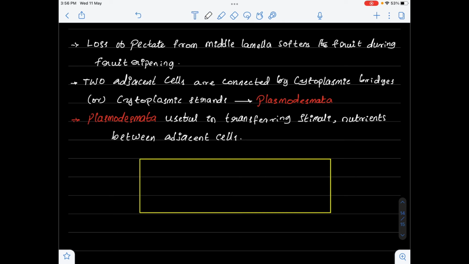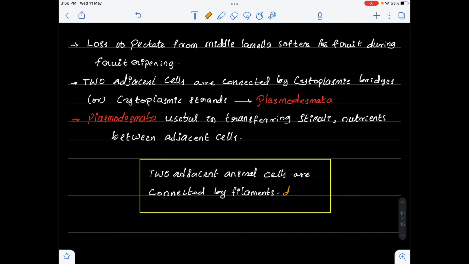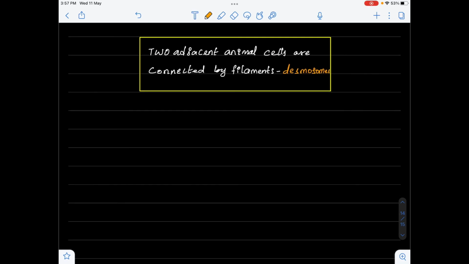And here let me write: two adjacent animal cells are connected by filamentous structures or filaments called desmosomes. Now let us take the functions of the cell wall.